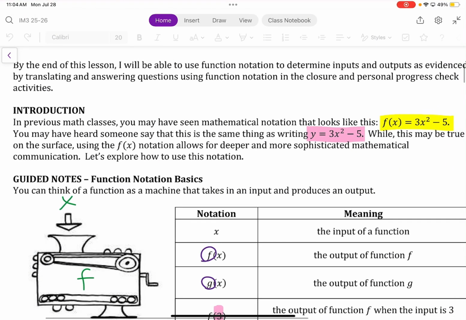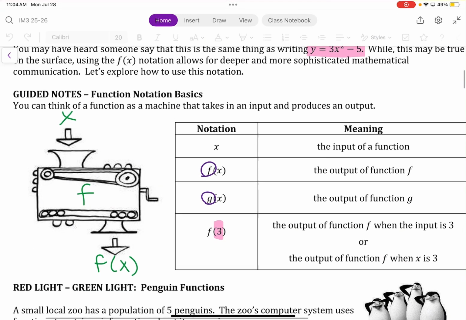What I want you to realize is that f of x and y are essentially the same thing. I know most of you are used to seeing y equals instead of f of x equals. In this class, we are strictly going to be looking at f of x. We're only going to be using y when it comes to graphing. Otherwise, with functions, it will be f of x. So let's talk about what all this stuff means.